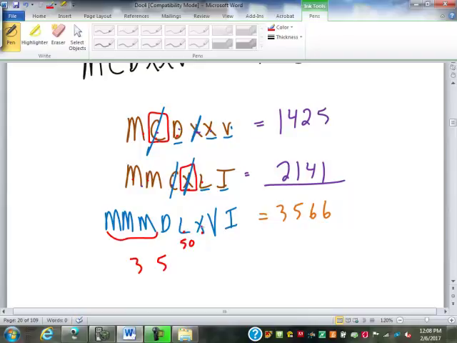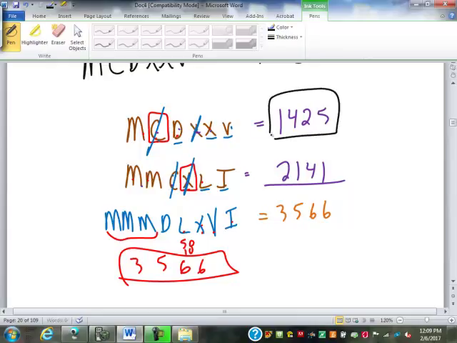X is 10, so 50 and 10 makes 60. VI is 6, so it is 3,566. I did kind of a sloppy job of converting that one, but it does work out. Realistically, if I'm asked to add Roman numerals, I'm going to convert them to standard numbers, add them together, and then convert them back.